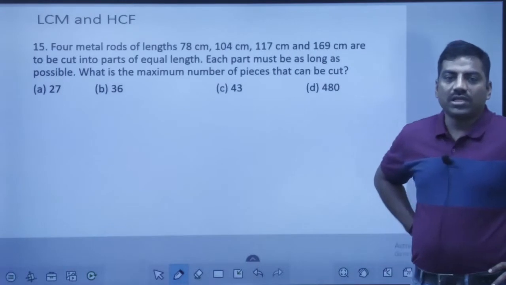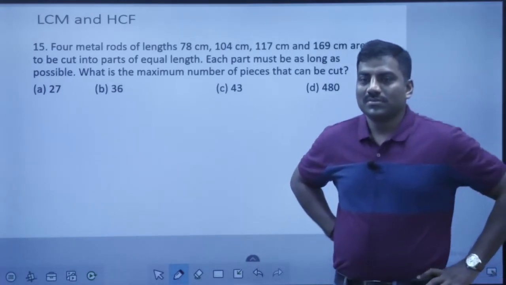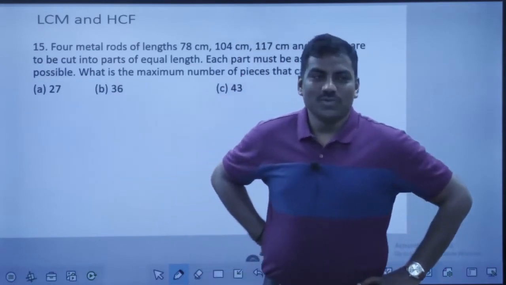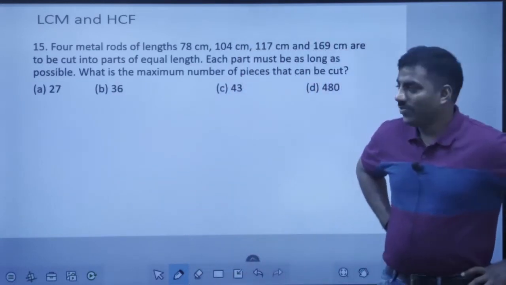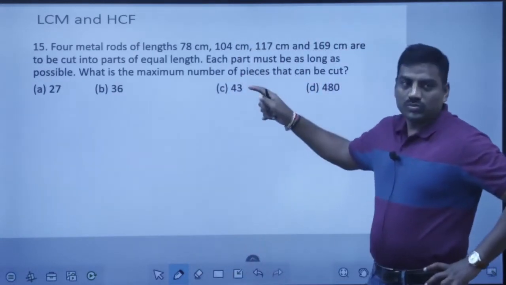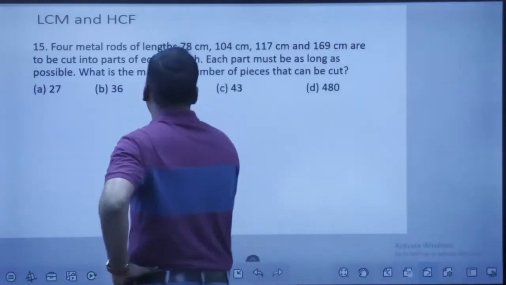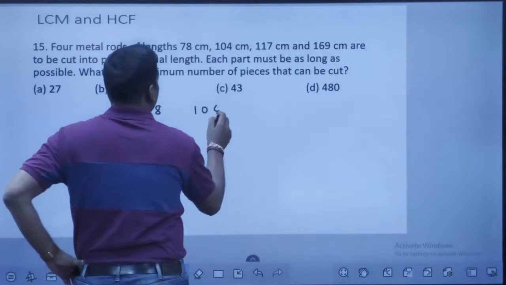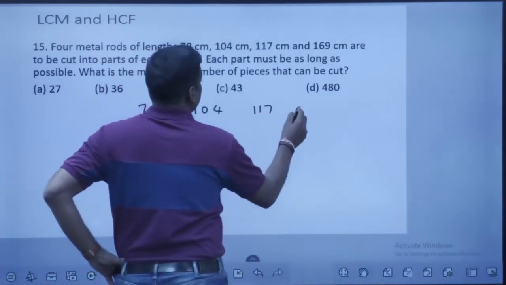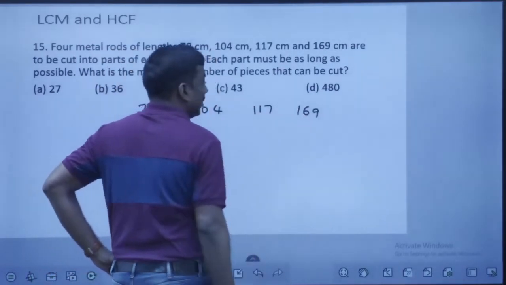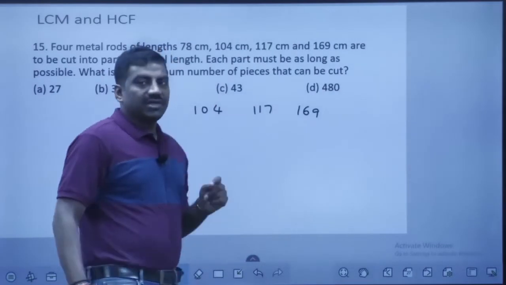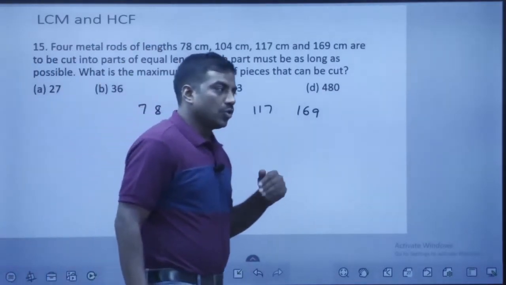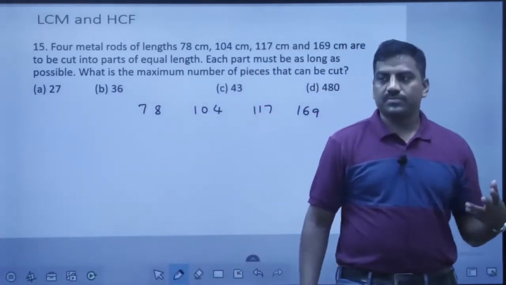Which number can divide all the given numbers? You have started with 2? No? Sure. If you start with 2, 117 cannot be divided. 78, 104, 117, 169. When there is even a single odd number, you cannot divide by an even number. So go for the prime numbers.